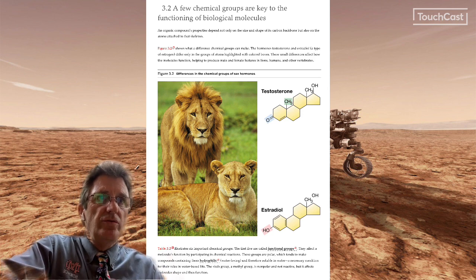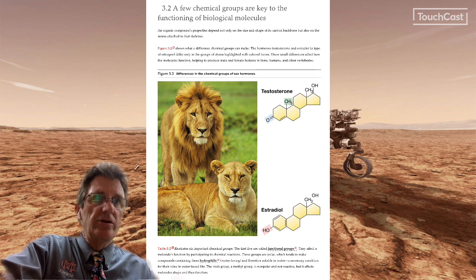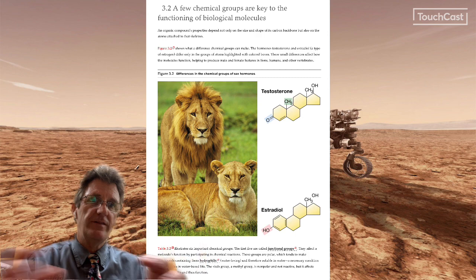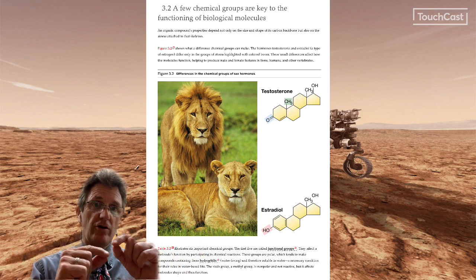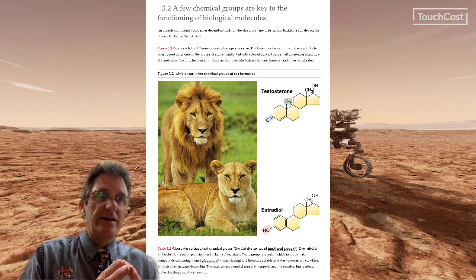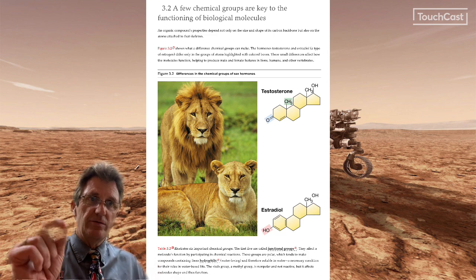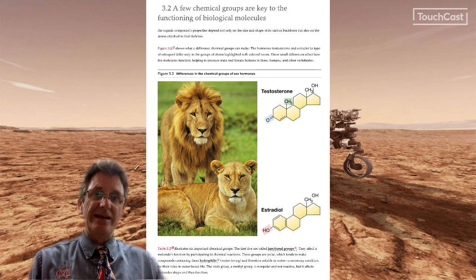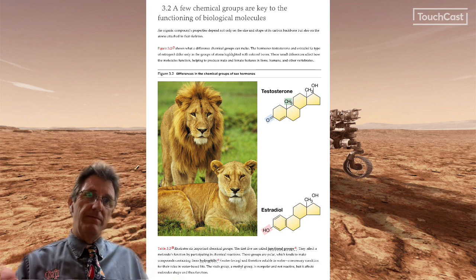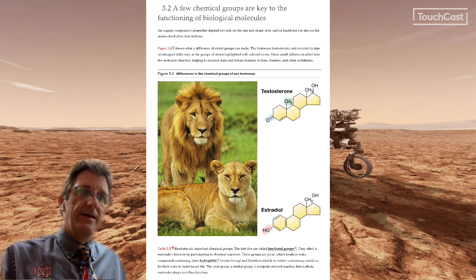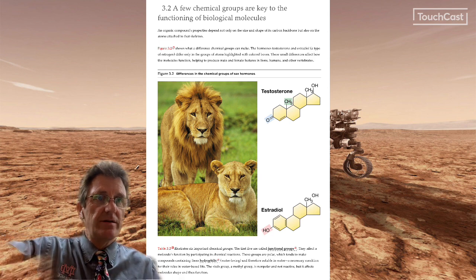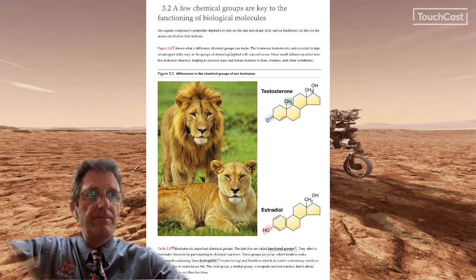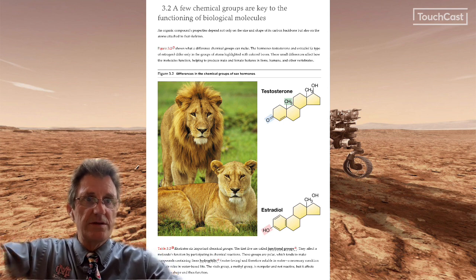And a few changes in a molecule, usually on a piece that hangs off of the skeleton of carbon or the ring of carbon, then it becomes something completely different, but it was a small change. So these are called chemical groups, and they're key to how biological molecules function. And the example is testosterone or estrogen. They're very similar in their shape, but they have different chemical groups.